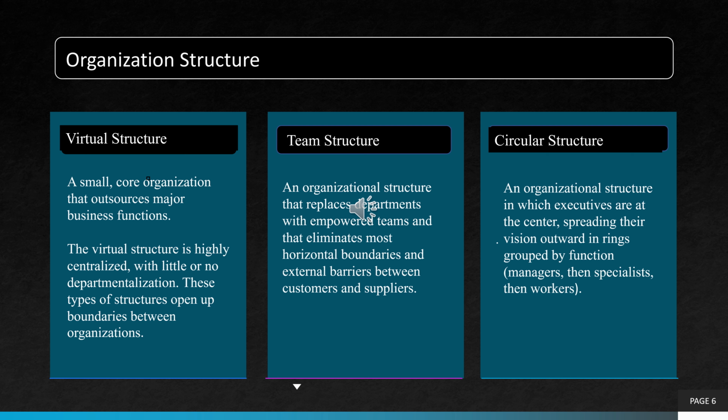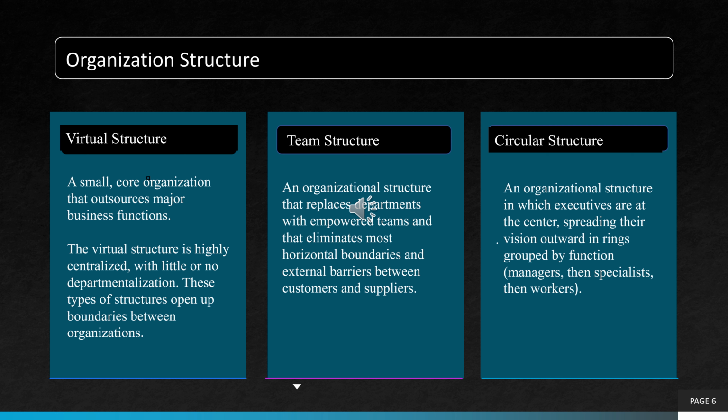With the ever-increasing trend towards flatter structures, many organizations have been developing new options with fewer layers of hierarchy and more emphasis on opening the boundaries of the organization. In this section, we describe three designs: virtual structure, team structure, and circular structure. Virtual structure is a small core organization that outsources major business functions. The virtual structure is highly centralized with little or no departmentalization. These types of structure open up boundaries between organizations.